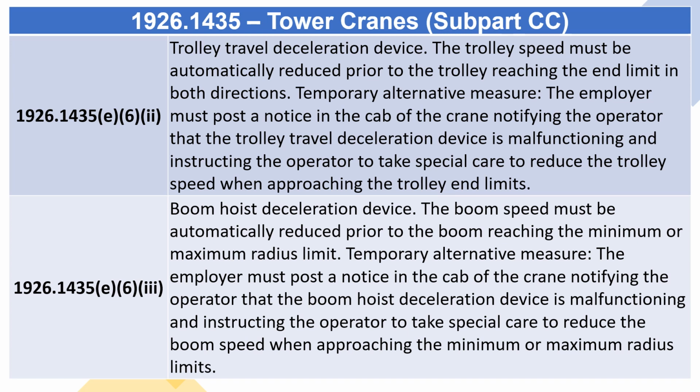1926.1435(e)(6)(iii) Boom hoist deceleration device. The boom speed must be automatically reduced prior to the boom reaching the minimum or maximum radius limit. Temporary alternative measure: the employer must post a notice in the cab of the crane notifying the operator that the boom hoist deceleration device is malfunctioning and instructing the operator to take special care to reduce the boom speed when approaching the minimum or maximum radius limits.